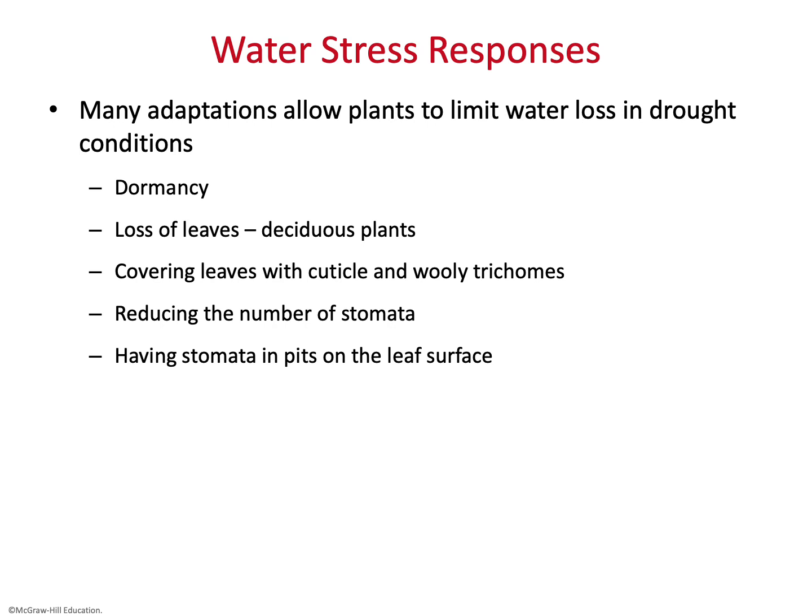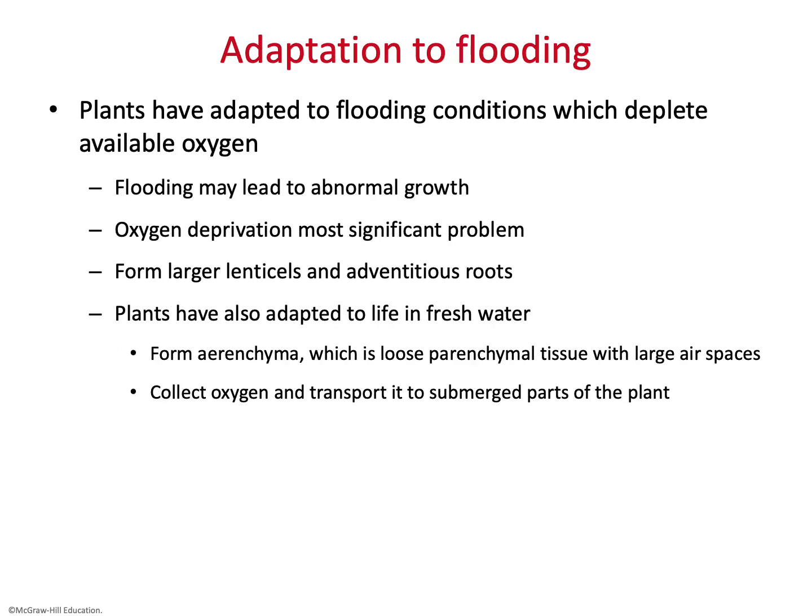Some plants become dormant during the dry times of the year. They limit transpiration by shedding their leaves, such as deciduous plants. Having thick, hard leaves with few stomata on the lower side is also helpful. Leaves covered with masses of woolly-looking trichomes prevent water loss, and having stomata inside pits helps to reduce water loss. Those are some adaptations for drought.